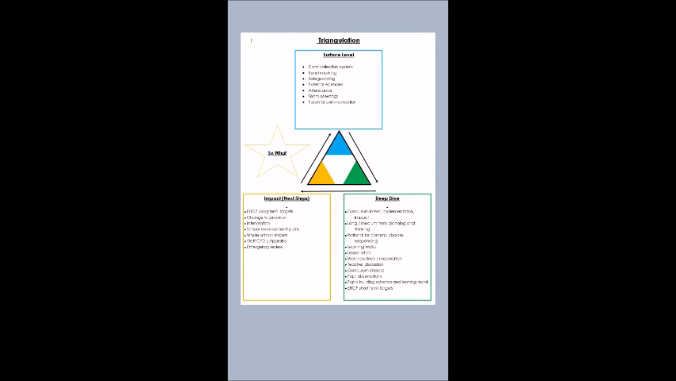Triangulation. Triangulation is all about bringing multiple pieces of evidence together to have the greatest impact on a child's provision. There are three main sections: surface level, deep dive and impact. But we mustn't forget about the so what. Why is this actually matched to the child? What is it actually going to do?